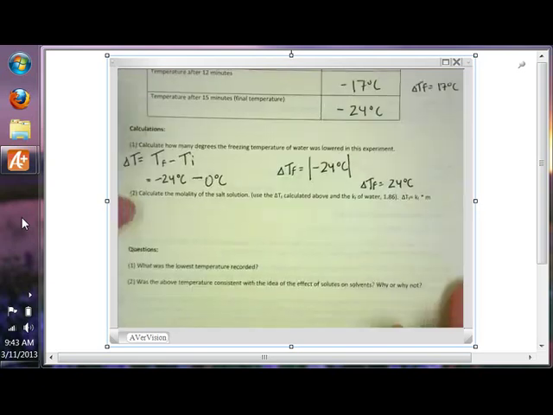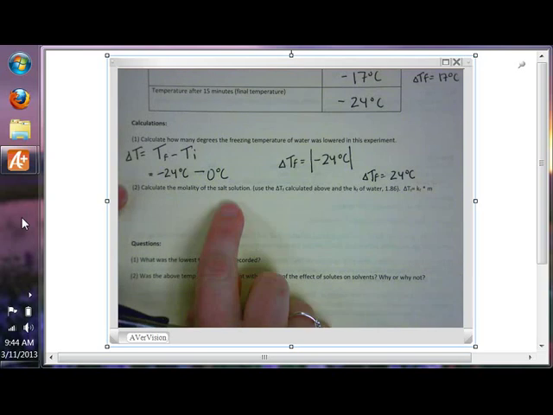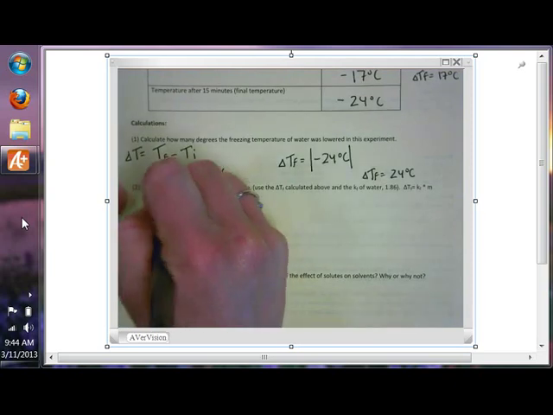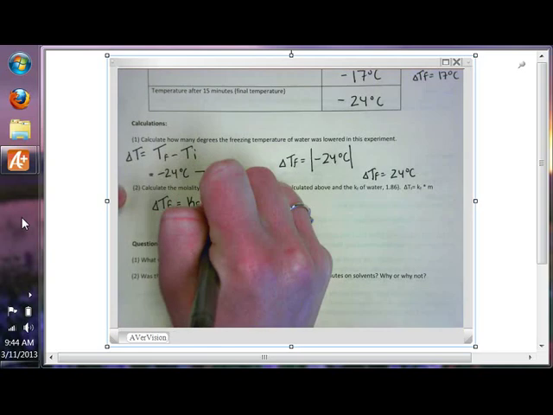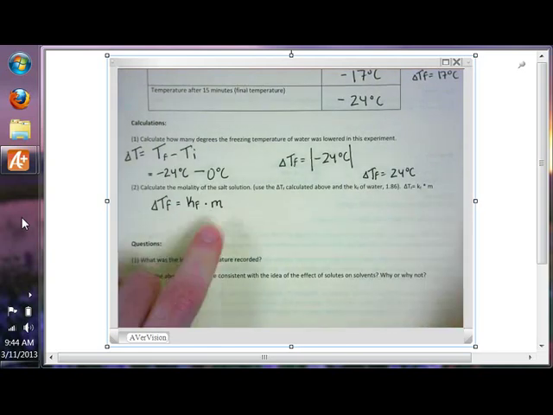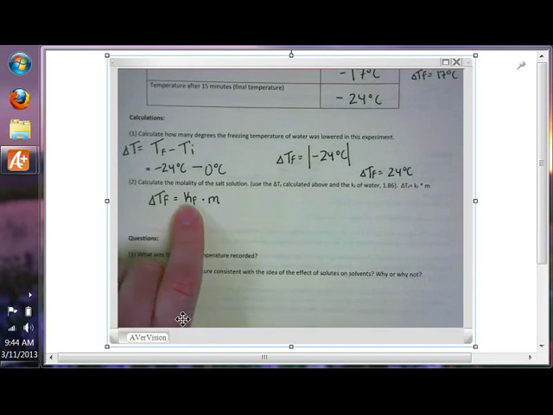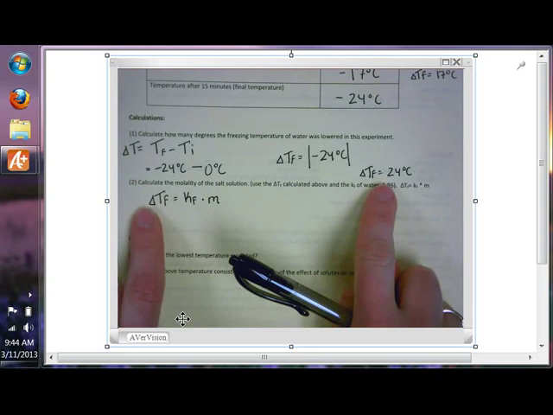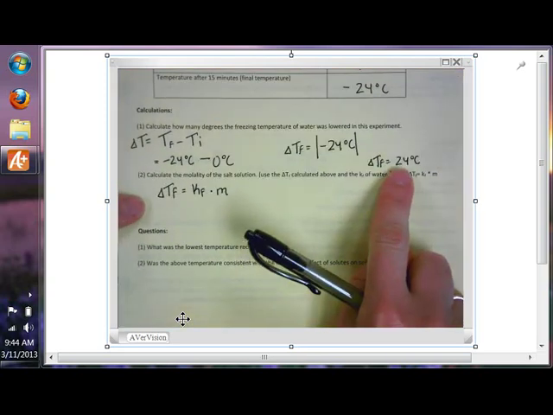Okay, so number 2 says calculate the molality of the salt solution. So this is the solution that was in your container of ice and salt. So we have the formula delta TF equals KF times little m. You are solving for molality, and you know KF, and you know delta T. You've just calculated the change in your freezing point. So whatever you got for number 1, you plug in for number 2.